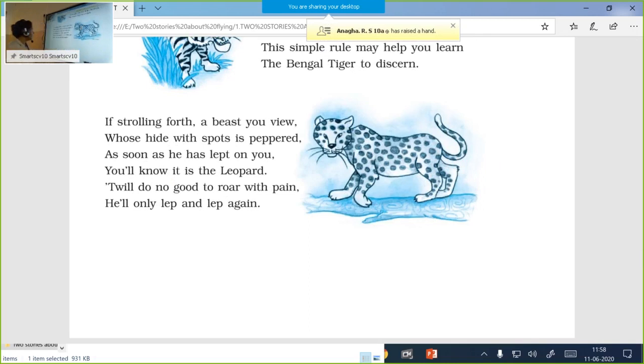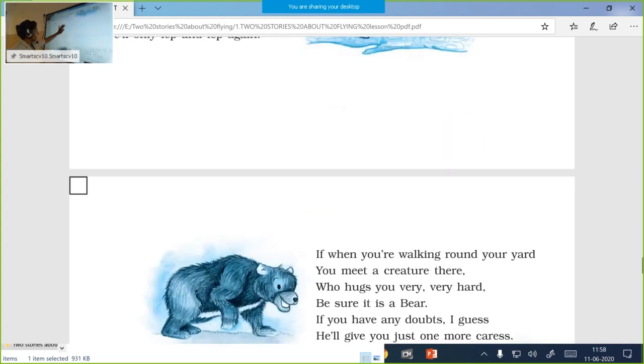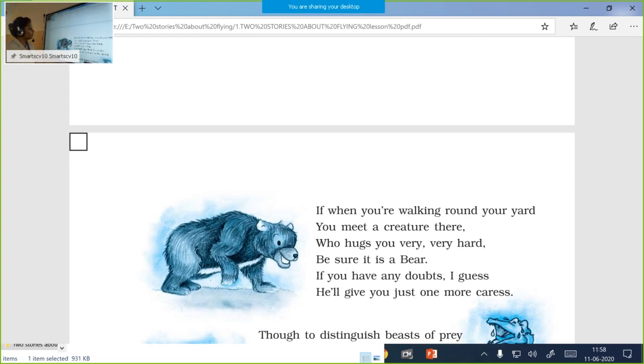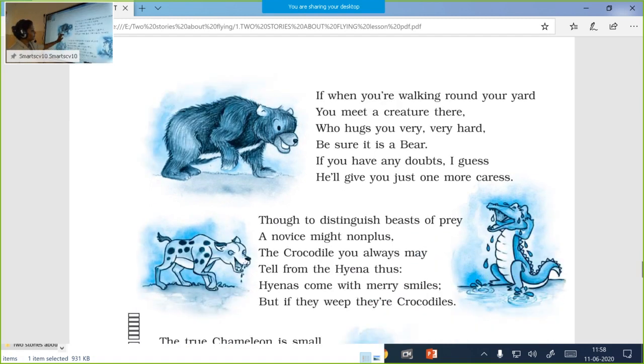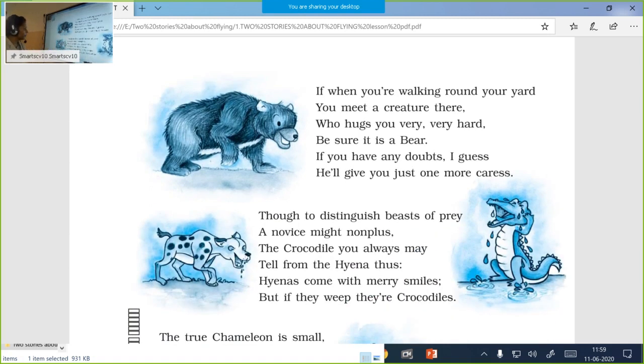If strolling forth a beast you view, whose hide with spots is peppered, as soon as he has leapt on you, you will know it is the leopard. 'Twill do no good to roar with pain. He will only leap and leap again. If when you are walking round your yard, you meet a creature there who hugs you very, very hard, be sure it is a bear. If you have any doubts, I guess, he will give you just one more caress.